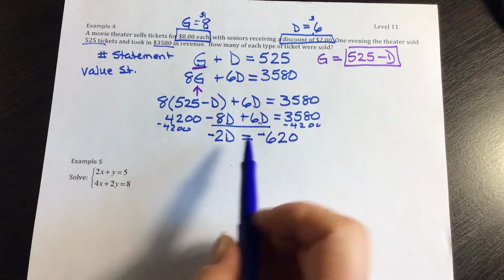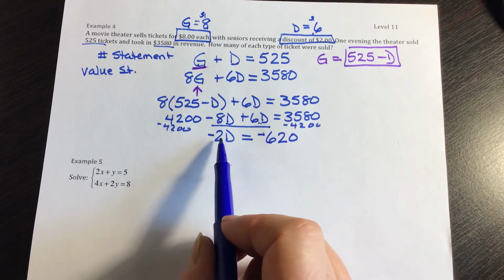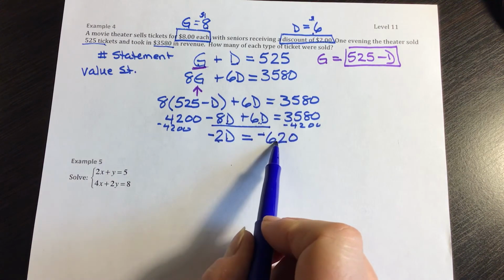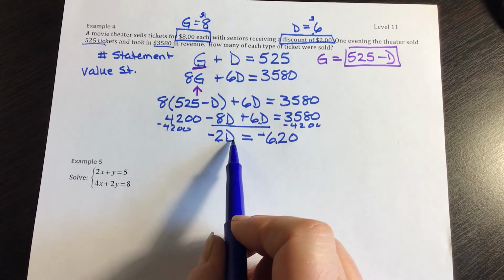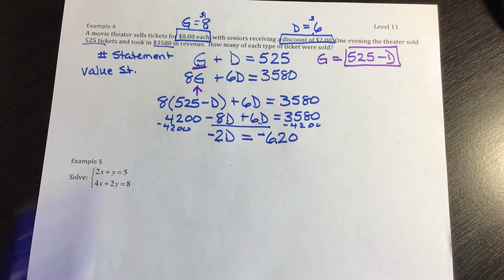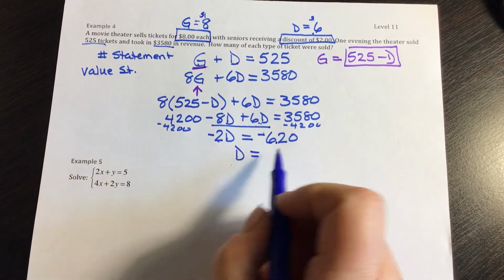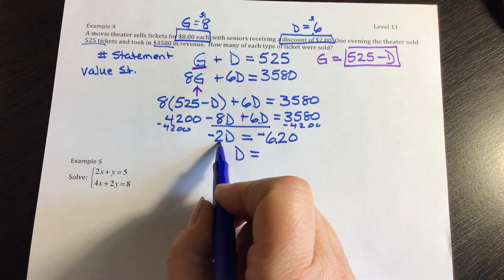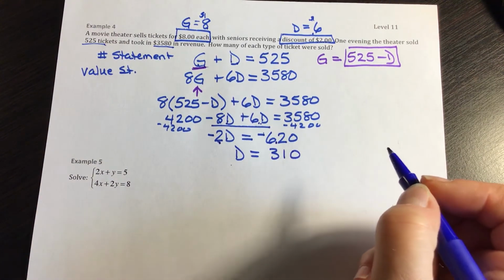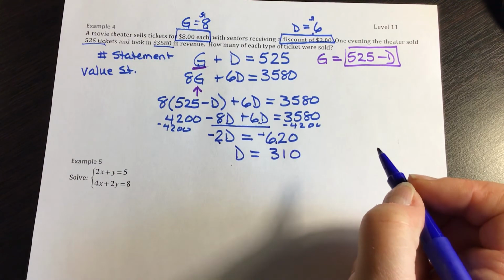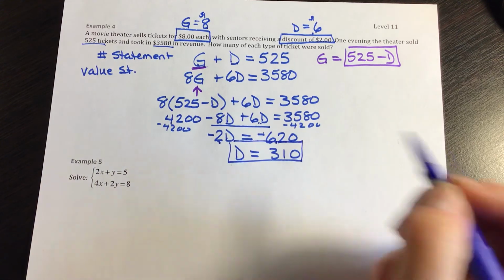All right, now sometimes we worry about having a negative number down here, but notice that both of these numbers are negative, so my answer, the number of discounted tickets, will be a positive value. So my D here is going to be 620 divided by 2, which is 310, and those are both positive values. All right, so I found how many discounted tickets.